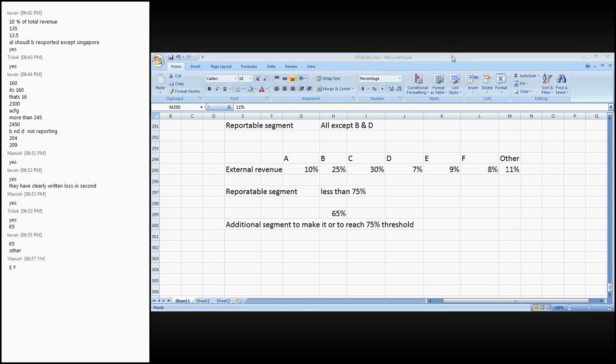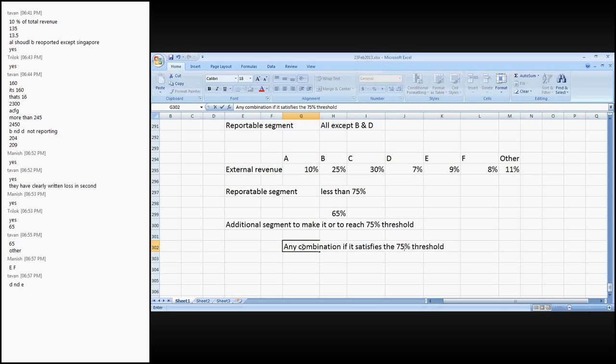Then we'll take E, F or D and E. D and E, or E and F, or D and F, any combination. It can be any combination if it satisfies the 75% threshold.